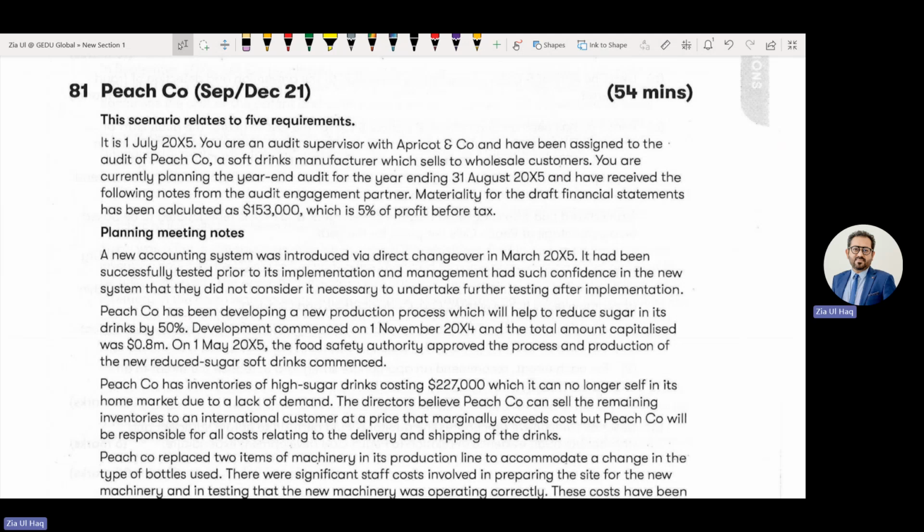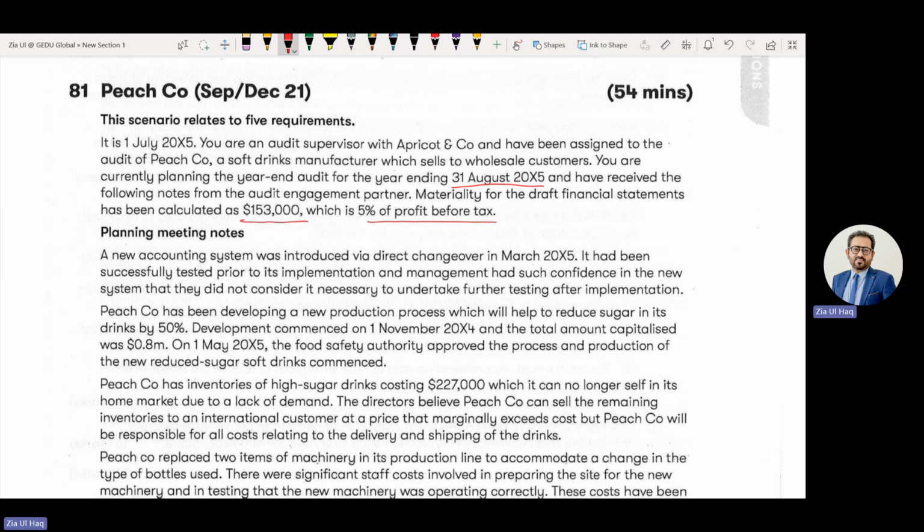You are currently planning the year-end audit for the year ending 31st August 20x5 and have received the following notes from the audit engagement partner. Materiality for the draft financial statements has been calculated as 153,000, which is 5% of profit before tax. Now every amount we will compare with 153,000: if below, immaterial; above, material. We don't need to calculate percentage. It's already calculated.